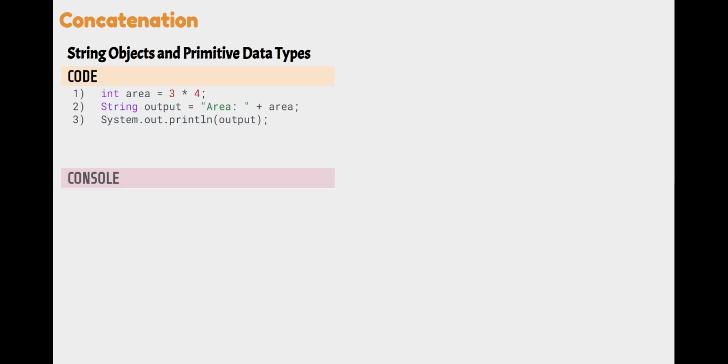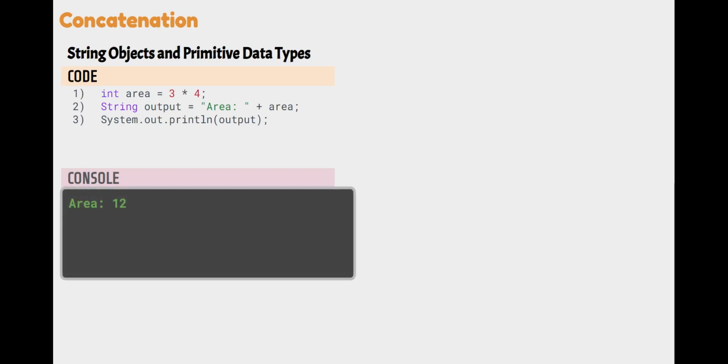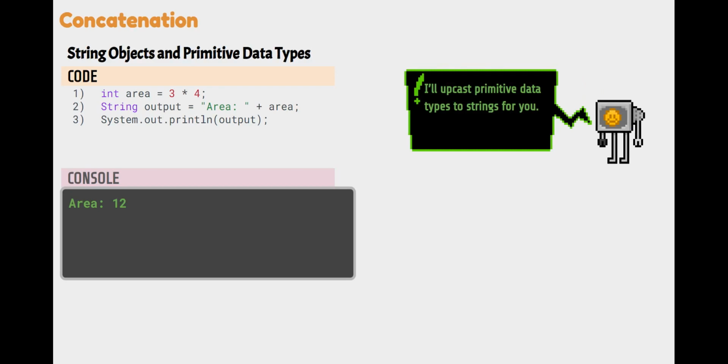We can also concatenate string objects and primitive data types. So we have an integer variable area, and we are assigning it 12. Then we have a string called output, which we are assigning the string literal "area: " plus the variable area. That will print out that string literal area colon space, and also it will print out the value of 12, but that won't be the integer 12, that will be the string value of 12. Java will upcast primitive data types to strings for you.